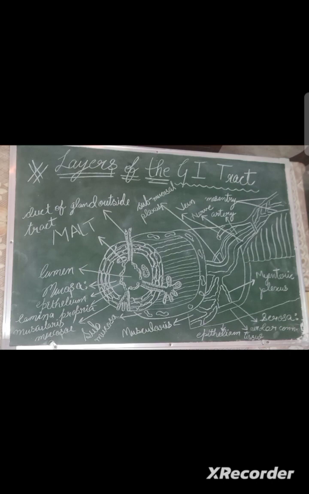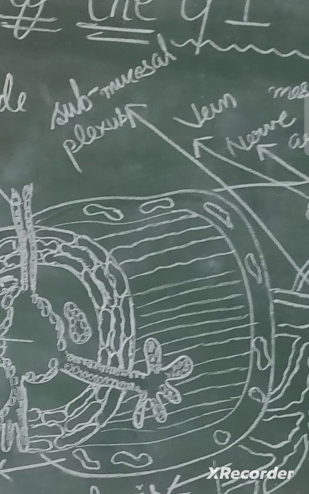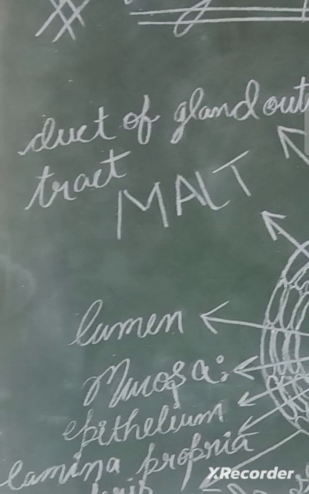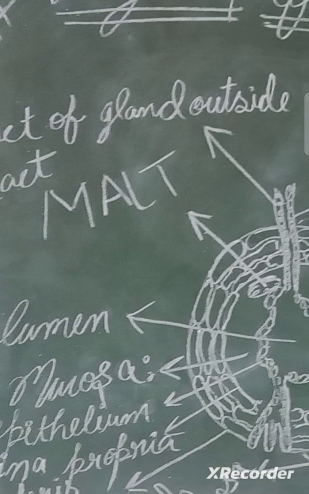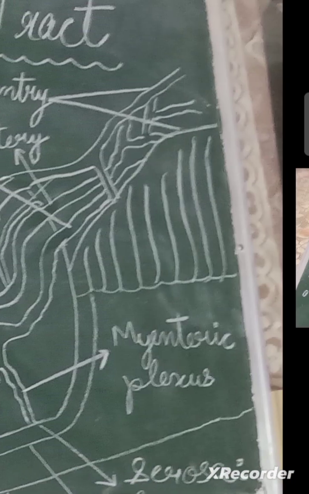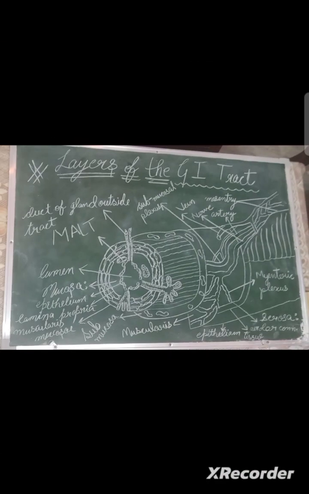Today we are going to start with the second topic of the digestive system, that is layers of the GI tract. A well-labeled diagram is shown on the blackboard. Carefully look at the labelings. So, let's get started with the lecture.